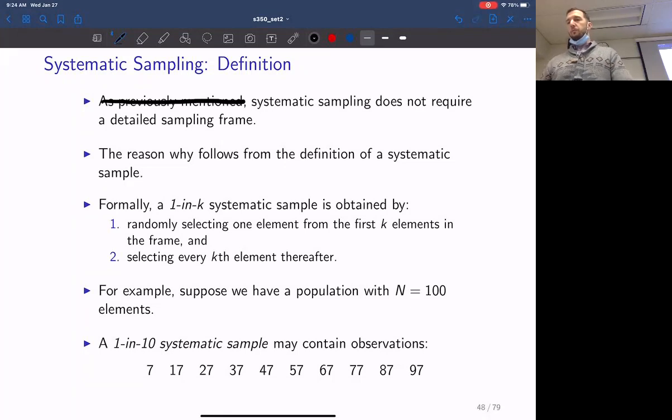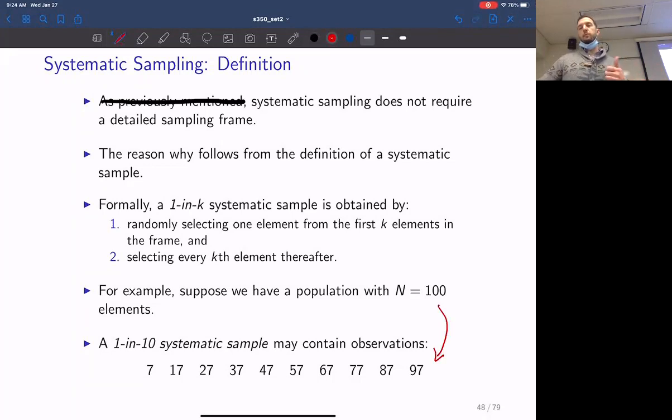The way that it would work in practice is you would randomly select one element from the first K elements in the sample, where K defines the jump point, if you will, so the gap. So you can see here, if we have 100 people, for example, and our K is equal to 10. Okay, so that's for this part here.